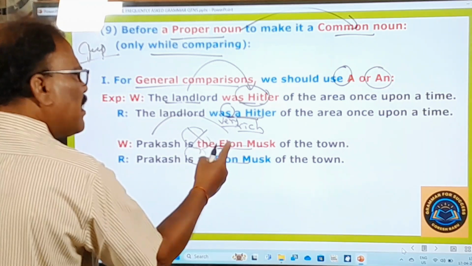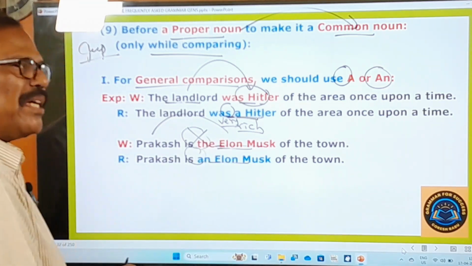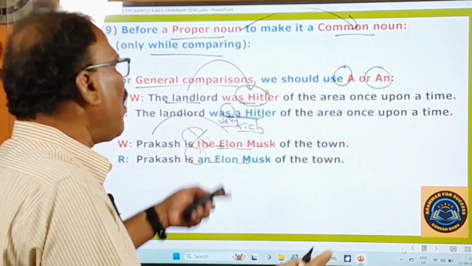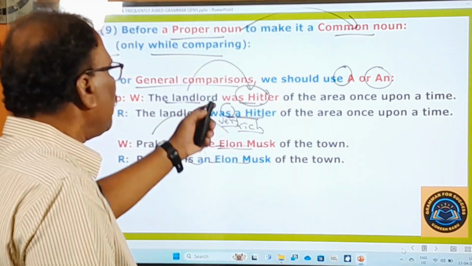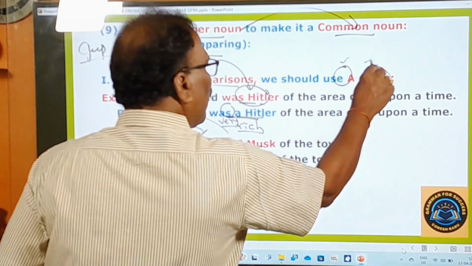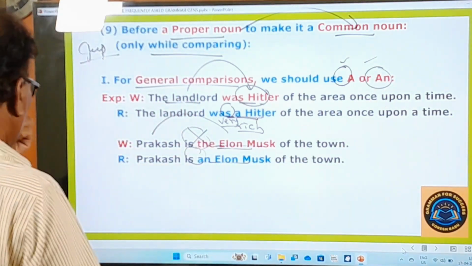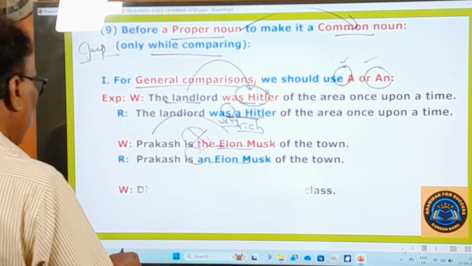It's a general comparison. A general comparison can be applied to anybody. Anybody can be an Elon Musk. Anybody can be a Hitler. So this is general. That's why you have to use either a or an, right? And here you go to the next one. What is the next one here?